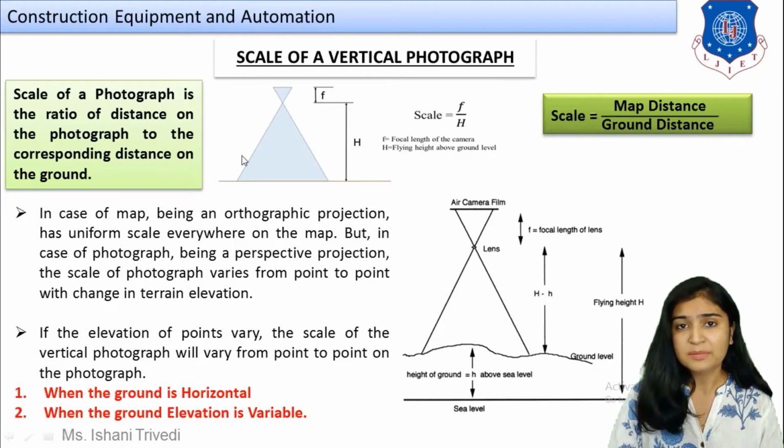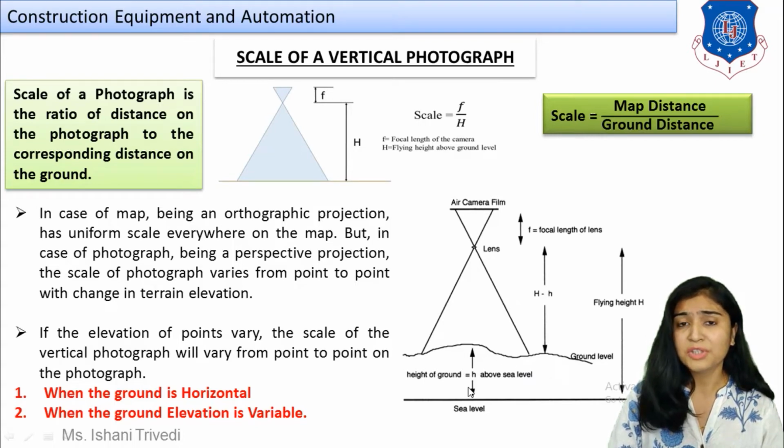It may not be possible that the ground is perfectly horizontal. So if you have ground with elevated areas, then look at the image, the sketch, refer over here. So we have the air camera film, that is your aircraft or your photo. Next we have the focal length, that is the f. Here will be your lens. Then at the bottom here, instead of the flat ground, we have the elevated ground.